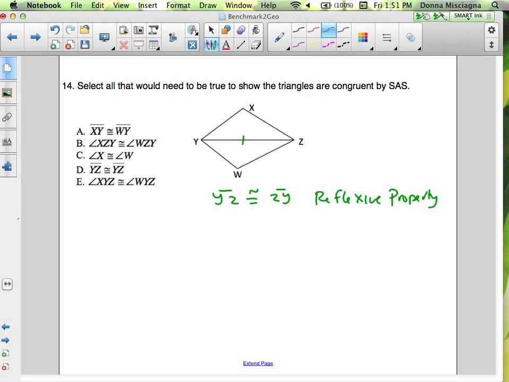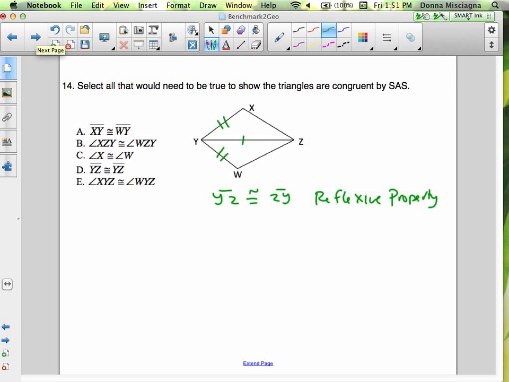So we're going to use that. And then what else would have to be true? Right? Well, we're going to need another side. Does it list another side here? Let's see. It lists XY and YW. All right, let's mark that.